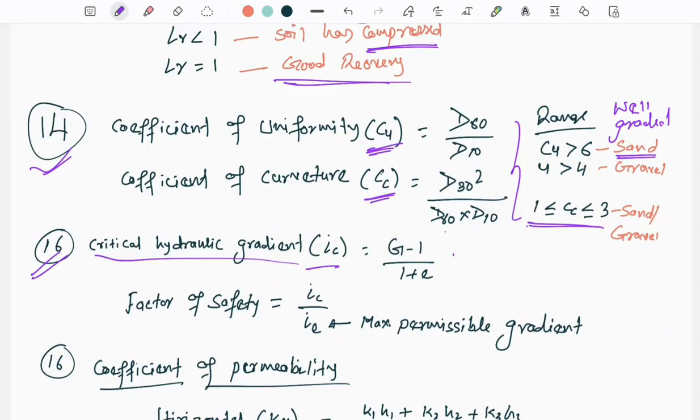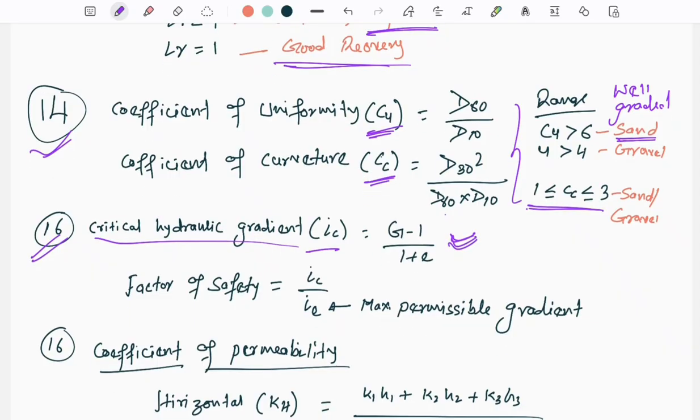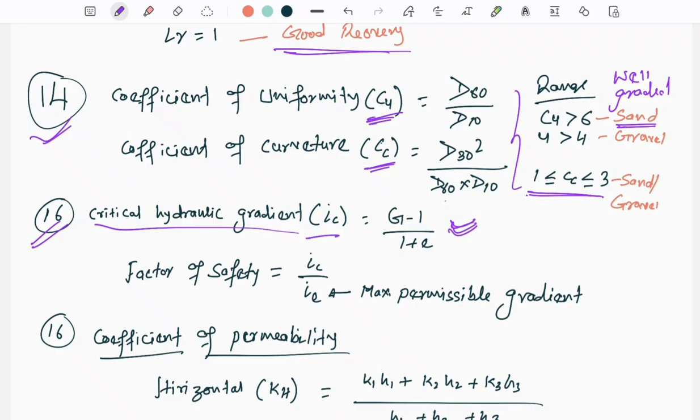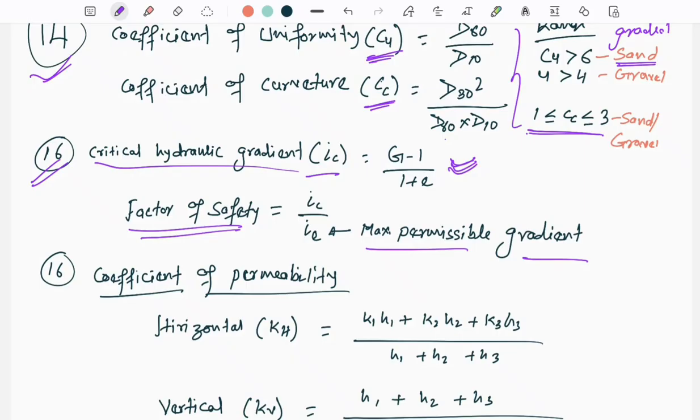Next relationship is the critical hydraulic gradient, that is IC. This is G minus 1 divided by 1 plus E. Many questions are asked on this critical hydraulic gradient. When you find IC, if the factor of safety is given, you can find the permissible gradient, and if the permissible gradient is given, then you can find the factor of safety. So the factor of safety is IC divided by IE.